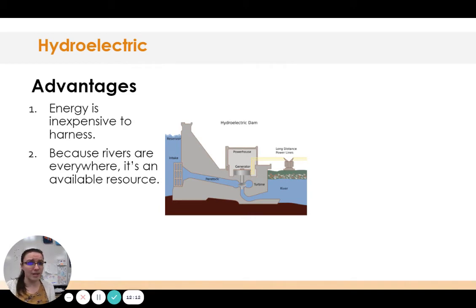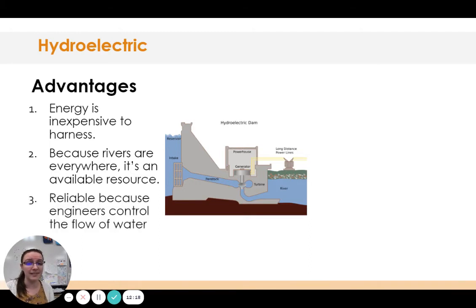You can dam pretty much any river, and so since rivers are pretty much everywhere, this is a readily available resource, and it's reliable because there is somebody there controlling how much water is flowing through. You can decide to allow more or less water on any given day, depending on how much energy you need.